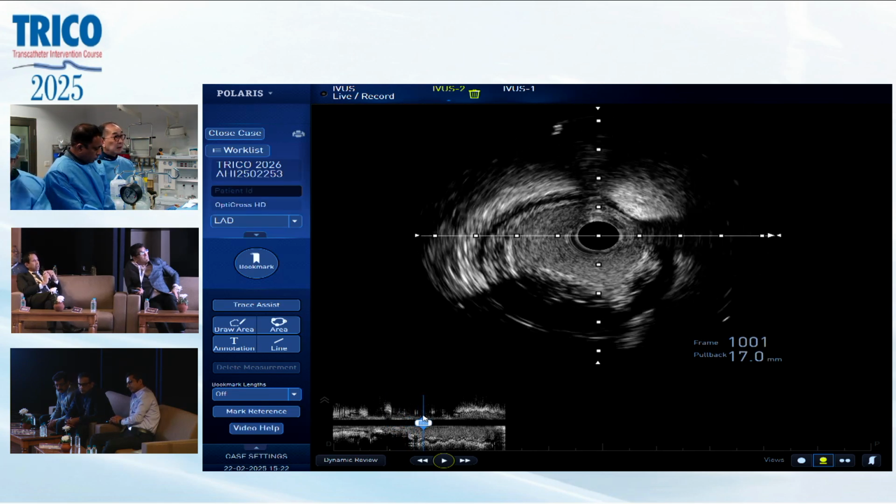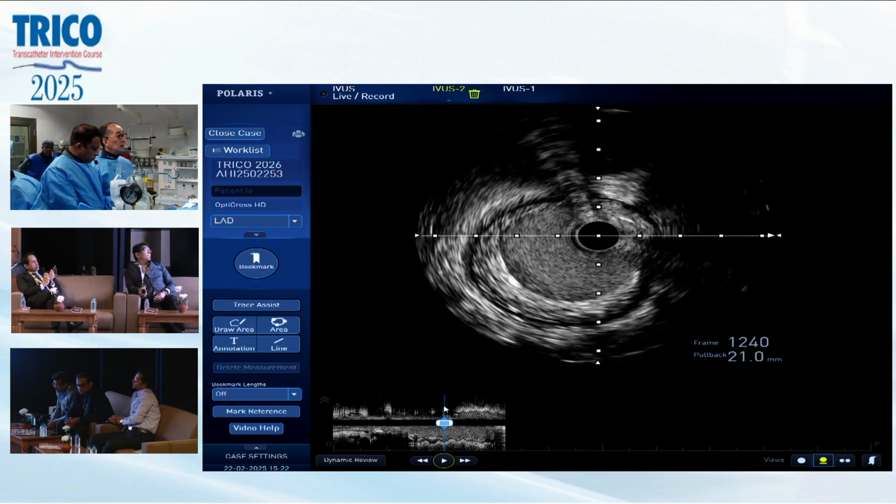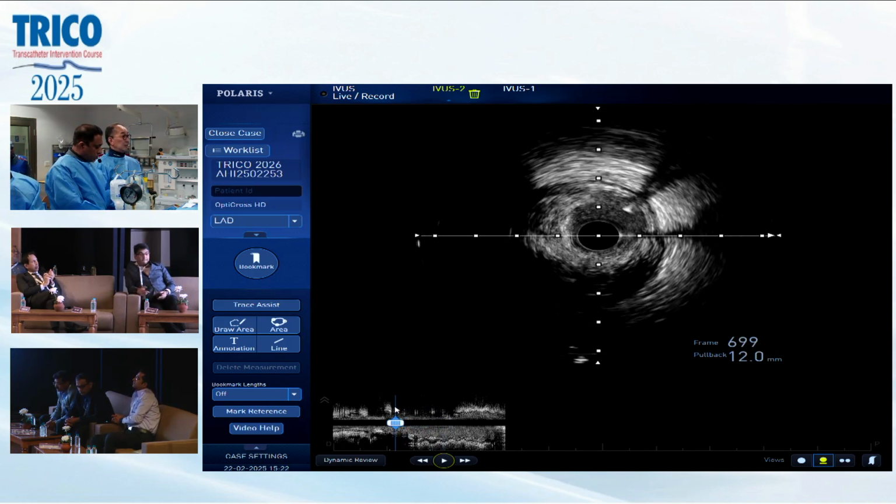So, Tak, tell us, if you're changing now to a provisional approach, are you going to do a jailed wire, or a jailed balloon, or pull the wire?